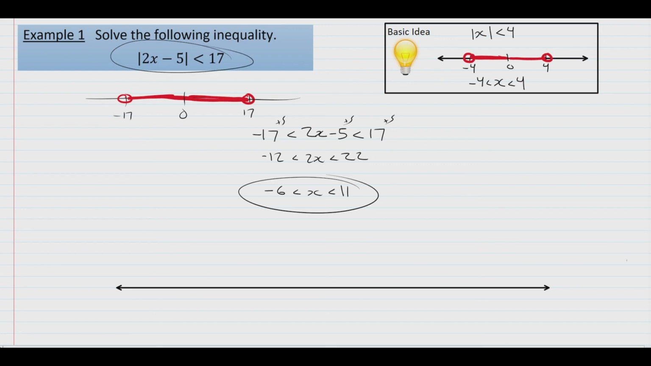If we wanted to show this solution on a number line, we'd simply say, here's 0, 11 is up here, -6 is down here, and we are considering all the values between -6 and 11, not including them because the original question was strictly less than 17. And that's it. Let's move on to example number 2.